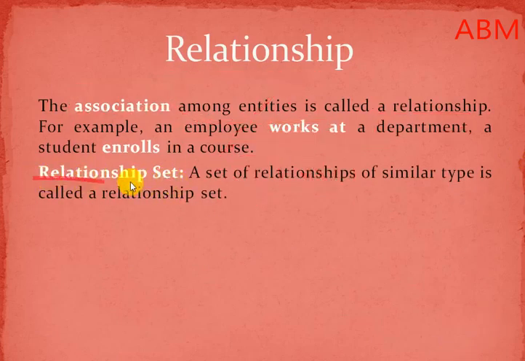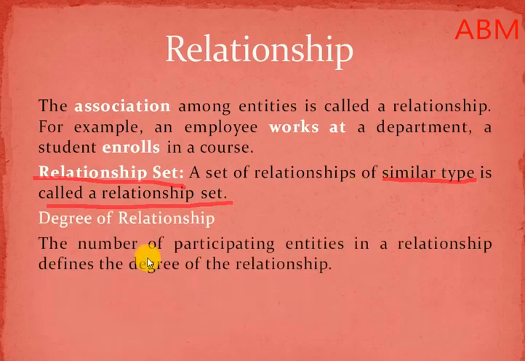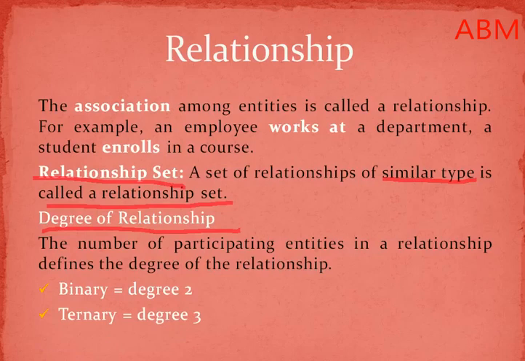A set of relationships of similar type is called a relationship set, when similar types of relationship are built between the entities. And degree of relationship discusses the number of instances which are going to take part in the relationship. It may be binary, it may be ternary, it may be n-ary, etc.